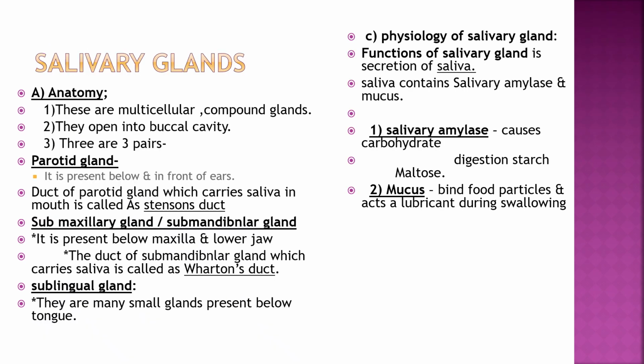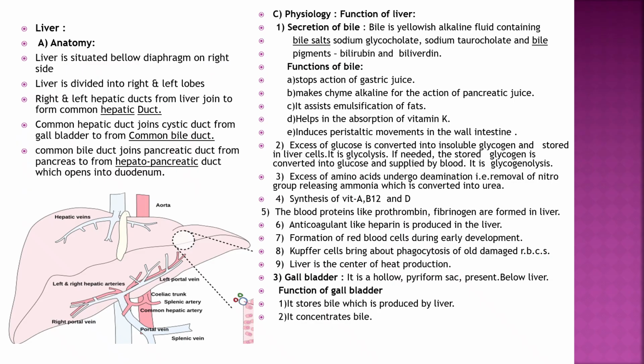They are the salivary glands. Second is the liver. It is present on the right side of the abdomen, and secretes bile, which is mainly for the digestion and absorption of fat. The gallbladder is a small sac-like structure near the liver, which stores and concentrates bile.